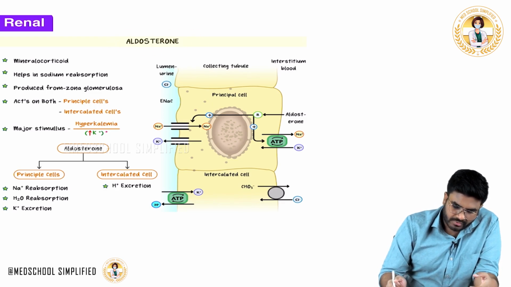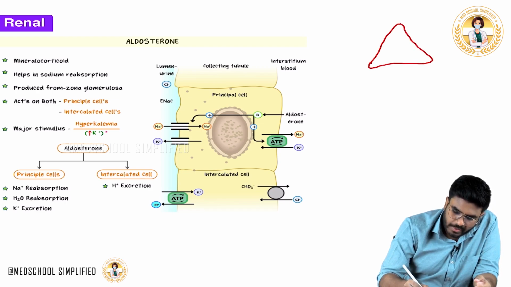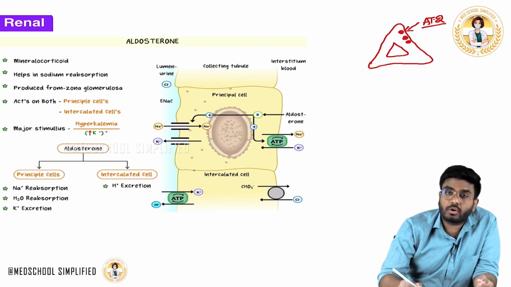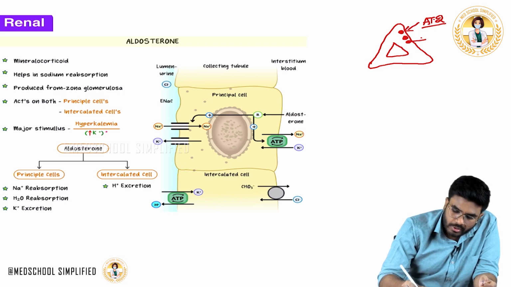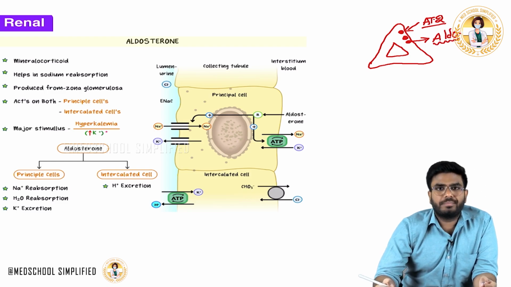Now, this aldosterone, where is it coming from? We all know aldosterone is produced from the adrenal gland. From which part of the adrenal gland? Aldosterone is coming from the zona glomerulosa. Whenever angiotensin II stimulates the zona glomerulosa, it is going to release aldosterone.